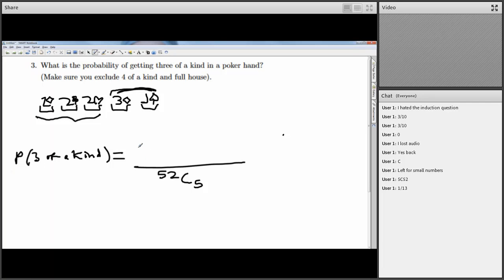Yeah, so there's 13. So on the top here, there are 13 choices. We're going to write down the total number of ways of choosing 3 of a kind, essentially, and we're going to divide that by the total number of ways of getting any hand at all. So there's 13 possibilities. That's getting the number for the 3 of a kind bit, positions 1, 2, 3.